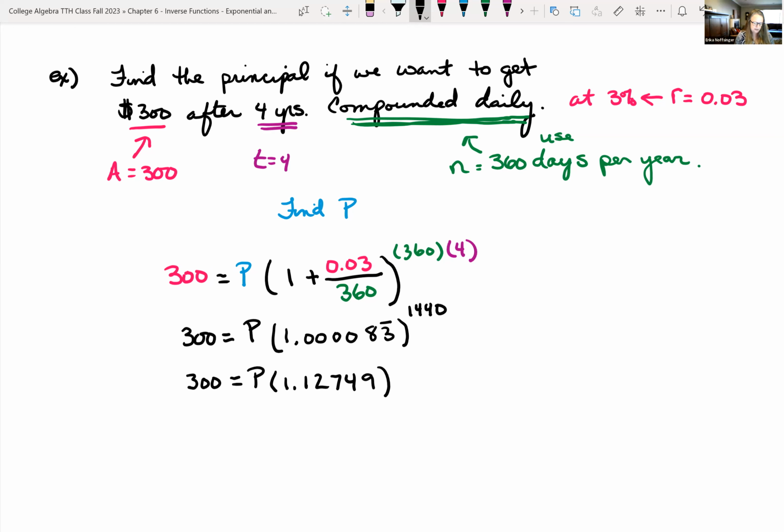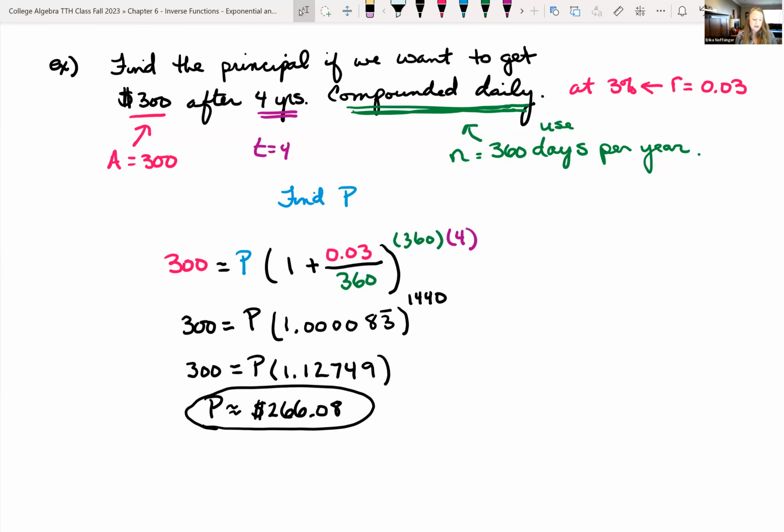And something was wrong, so let me plug it back in. So we get back that P, the amount that we need to invest, I'm going to round to my nearest cent, is $266.08. So if you want $300 back after 4 years with the following conditions, we need to invest that amount of money.